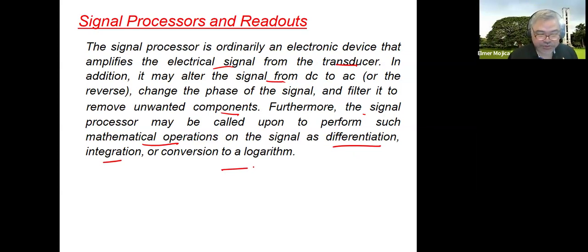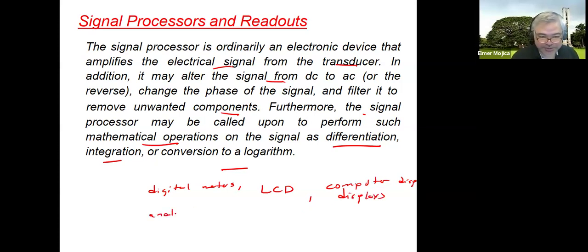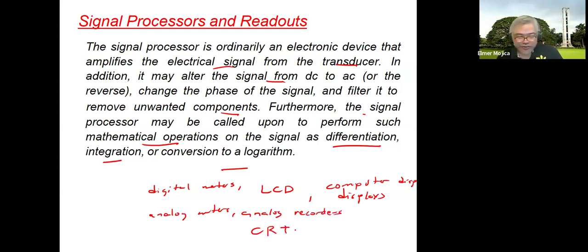So the several types of readout systems are what? The digital meters. What else? LCD, right? Liquid crystal display, computer display. Now, how about the old ones? What do you have? Analog meters, analog recorders, or CRT, cathode ray tubes, as your readout device.